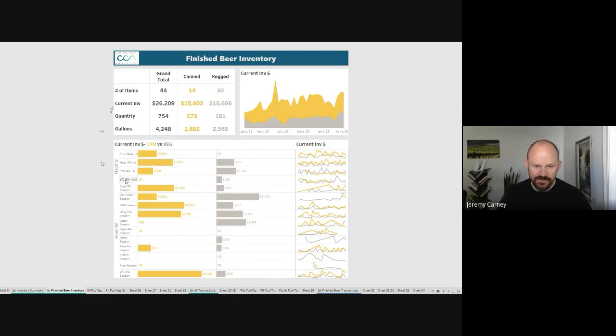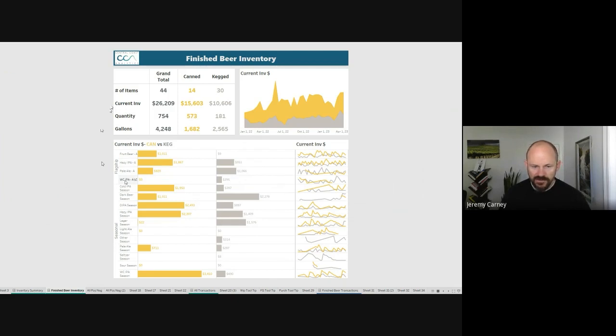On the other side of things, when it comes to West Coast IPA, we don't have any cans. So this would be something where it's good to check, if these are the flagships that we always want to have on hand, we have low inventory. Let's make sure we're currently brewing or ready to package some of these beers.